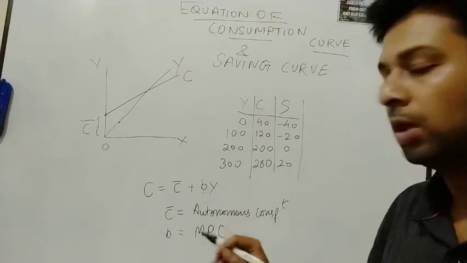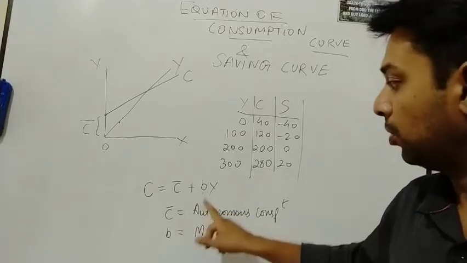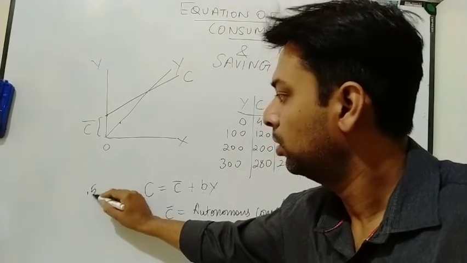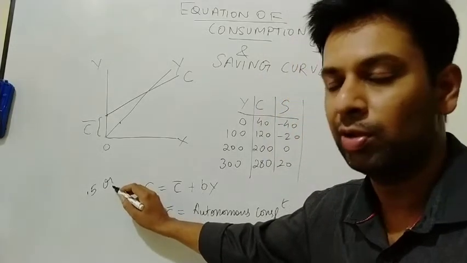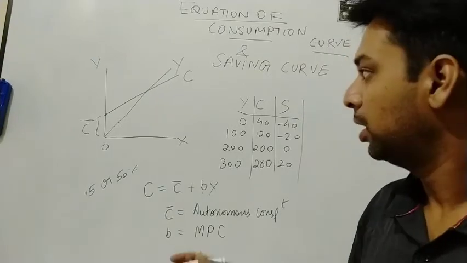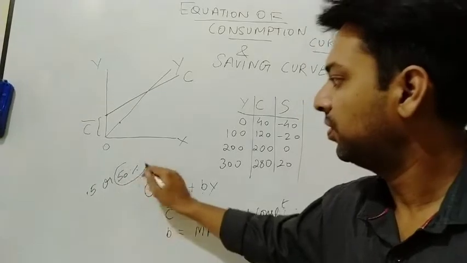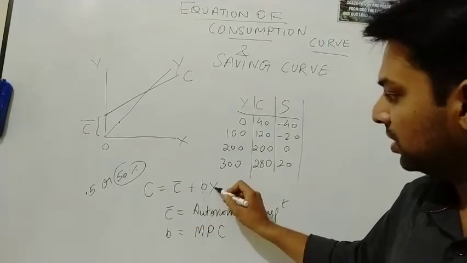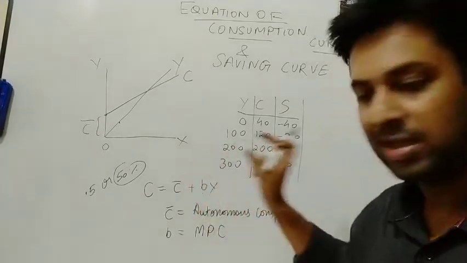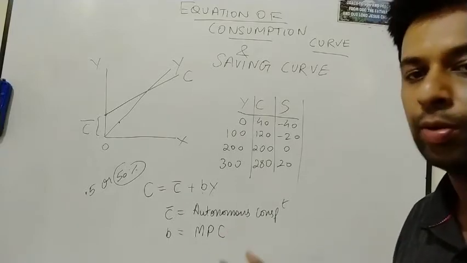It will be some value, like we already learned in the previous video about this MPC value. So if MPC is 0.5, it is actually 50% only. So if income is rising by 100 rupees, suppose, 50% of it is consumed. Whatever part of this income is consumed, that is the figure which will be added to this autonomous consumption. So this is MPC, or marginal propensity to consume.